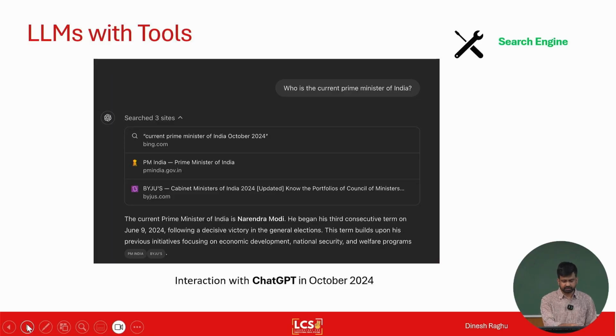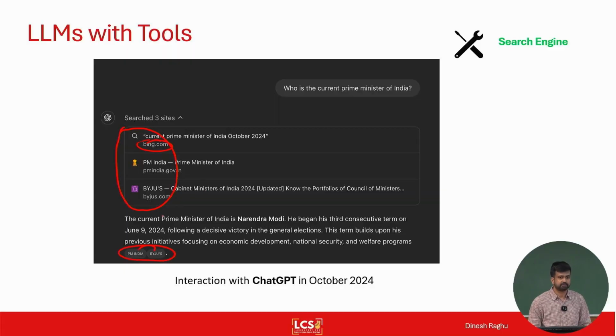And if you see the first 3 parts of how it got to the answer, it created a query called current Prime Minister of India, October 2024, based on the time I called it. Then, using Bing search, it got many results, and it clicked on 2 of these results, and based on these 2 results, the model generated the response, right? So this is how an LLM is able to use external tools to augment its parametric knowledge and give answers to questions which it feels cannot be answered just from parametric knowledge.